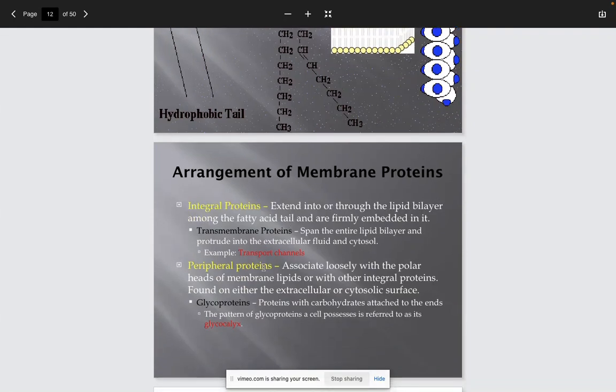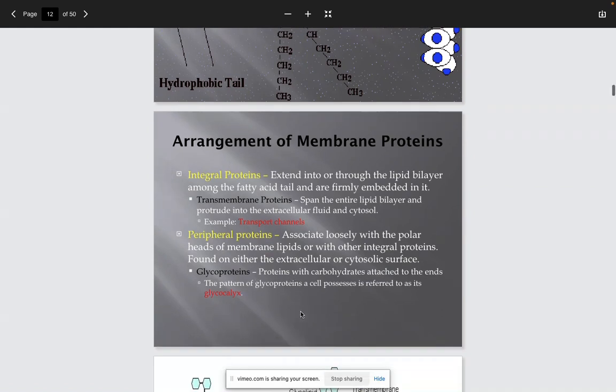Peripheral proteins, again, these are going to be on the periphery. These are associated loosely with polar heads and membrane lipids or with other integral proteins. They're found on the extracellular or the cytosolic side. An example of this would be a glycoprotein. This is just a protein with a carb. It's used to attach to things.